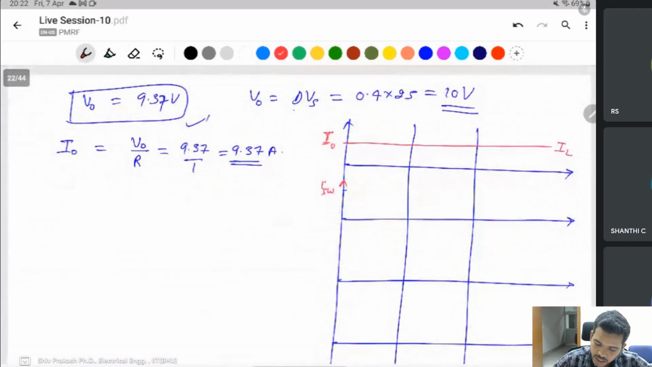And you can say the same current flows here. When the switch is on, it is I naught. The average current of IL is the same as the average current of I naught. The remaining time it is 0.